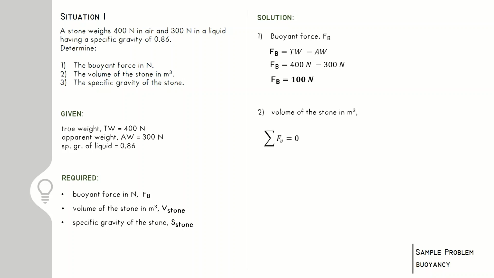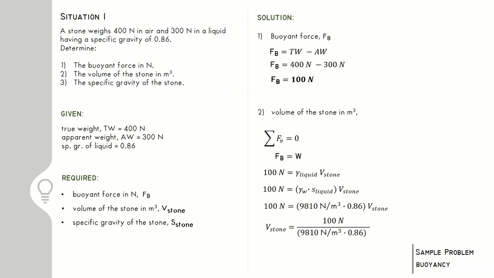By summation of vertical forces equal to 0, we have buoyant force is equal to the weight. Now, we already have the value of buoyant force from what we have obtained earlier, and weight is equal to the unit weight of the liquid times volume displaced, or it is just the volume of the stone, where the unit weight of the liquid is equal to the unit weight of water times the specific gravity of the liquid. By substituting the given values into the equation, volume of the stone is equal to 100 Newton over 9810 Newton per cubic meter times 0.86. So the volume of the stone is equal to 0.01185 cubic meter.